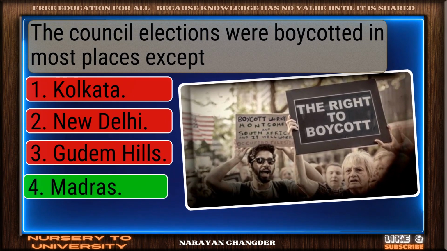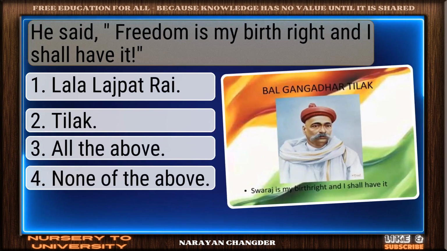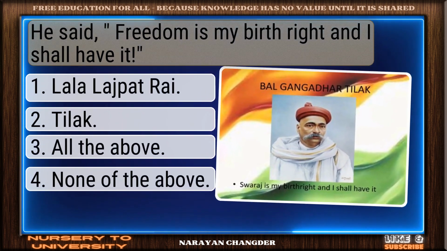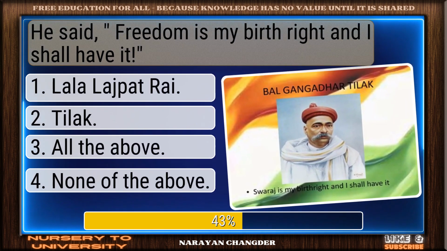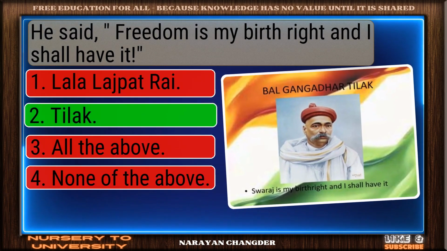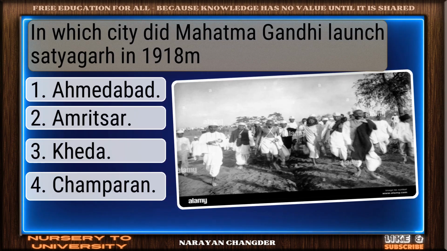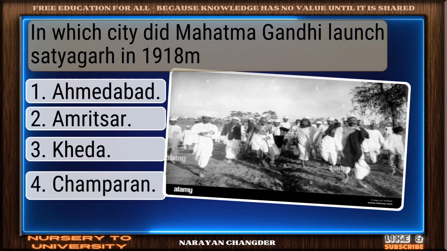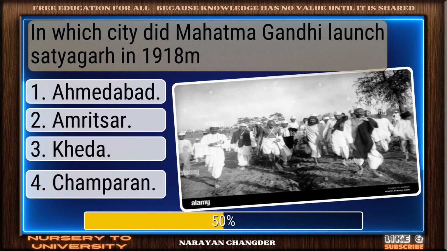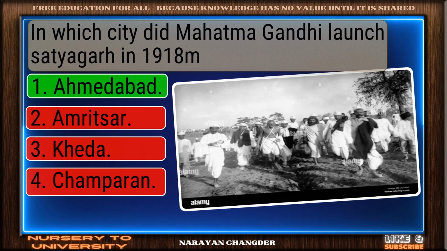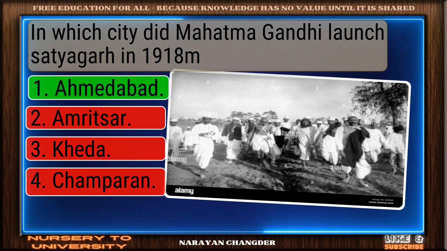You chose Madras? Correct. He said, "Freedom is my birthright and I shall have it." Nice selection. Tilak is correct. In which city did Mahatma Gandhi launch Satyagraha in 1919? Well reasoned. Ahmedabad is correct.